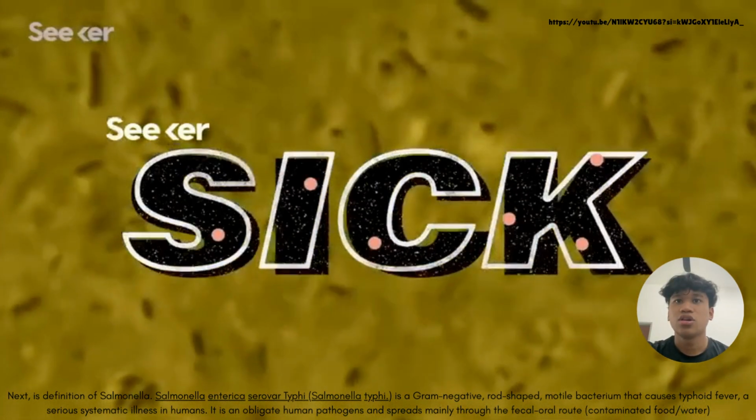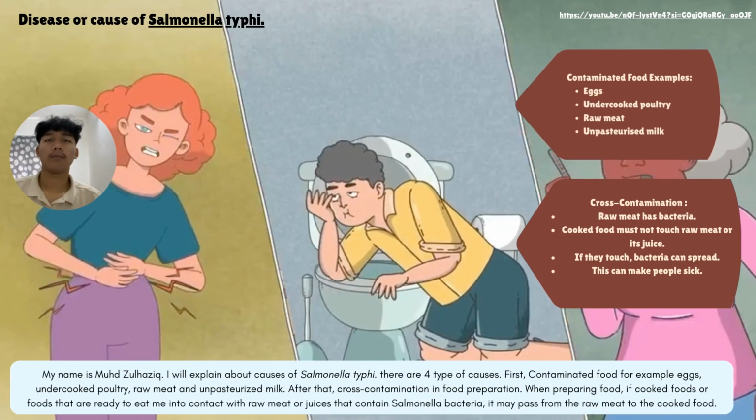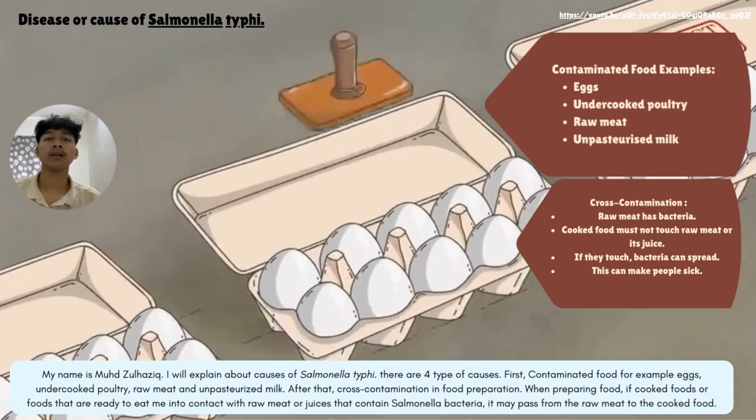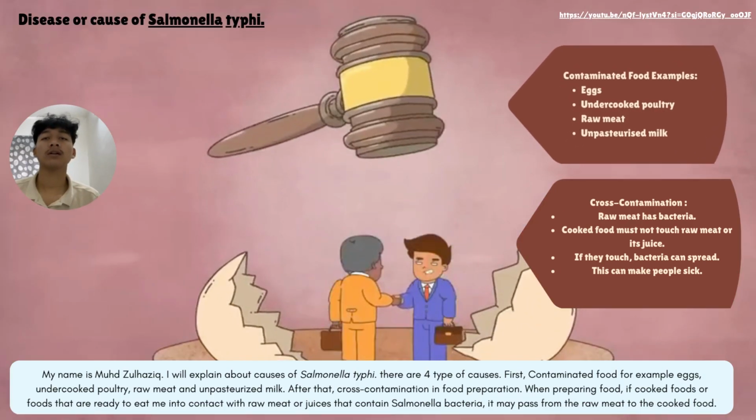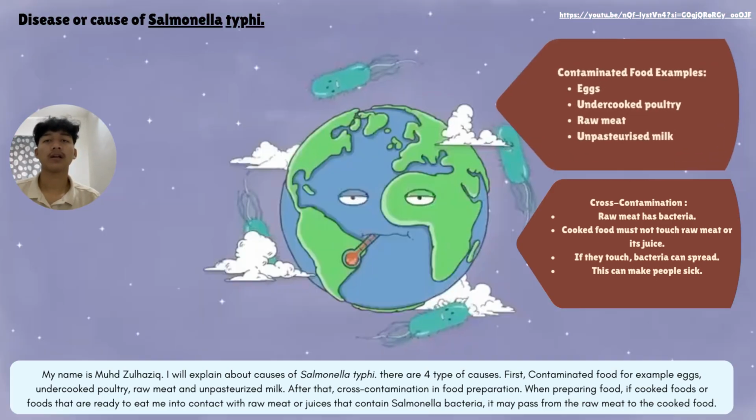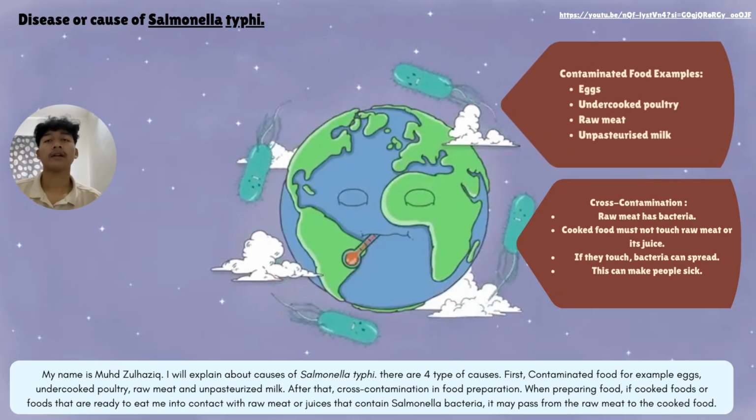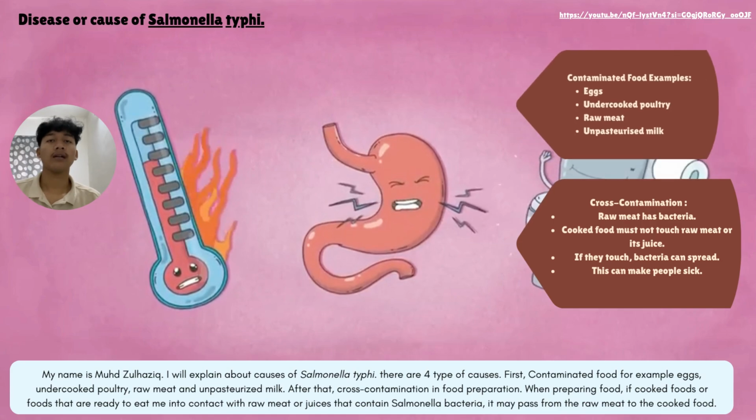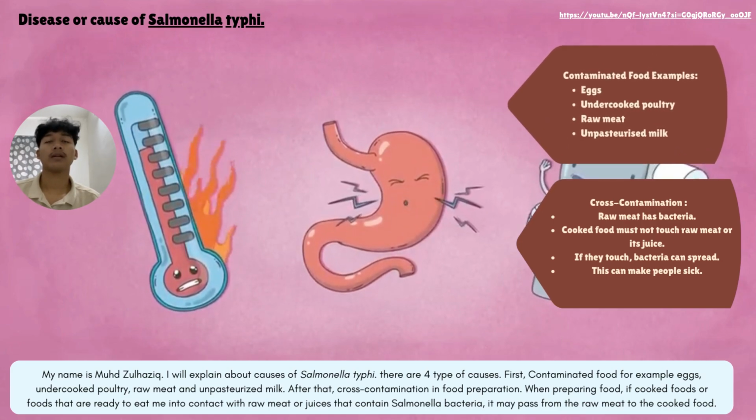Next is the definition of Salmonella. Salmonella enterica. My name is Muhammad Zahazi bin Ahmad Bakri. I will explain about the causes of Salmonella. There are 4 types of causes. First, contaminated food. For example, egg, undercooked poultry, and raw meat.